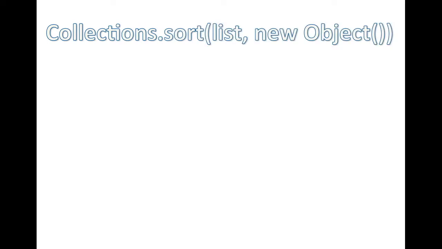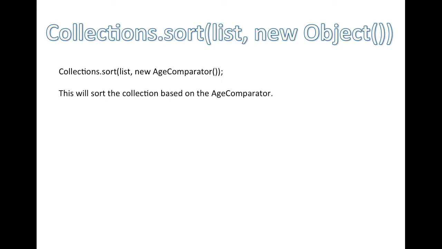Again, we need to sort the collection, so we would be using Collections.sort. Now in case of Comparator, we need to use the syntax somewhat like this: Collections.sort, and then we would be passing in the list of objects followed by the AgeComparator. This will sort the collection based on the AgeComparator.